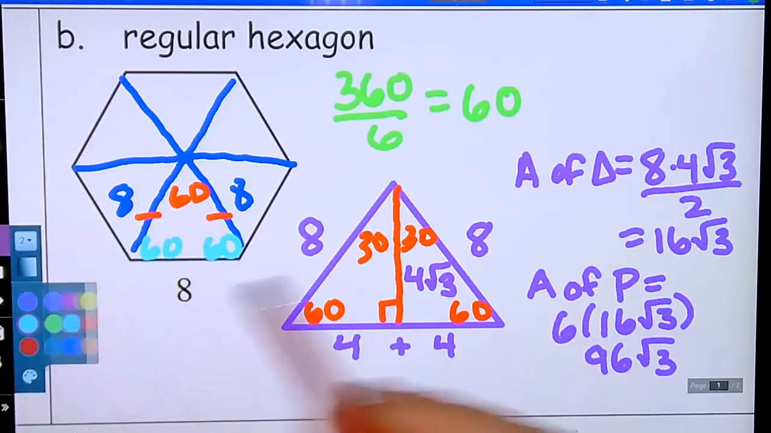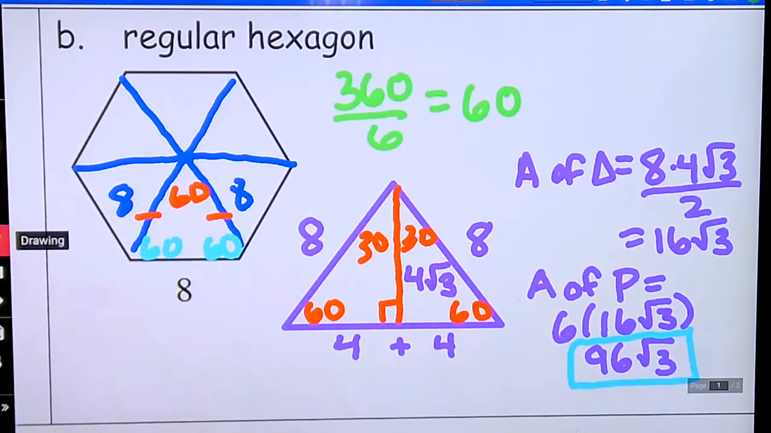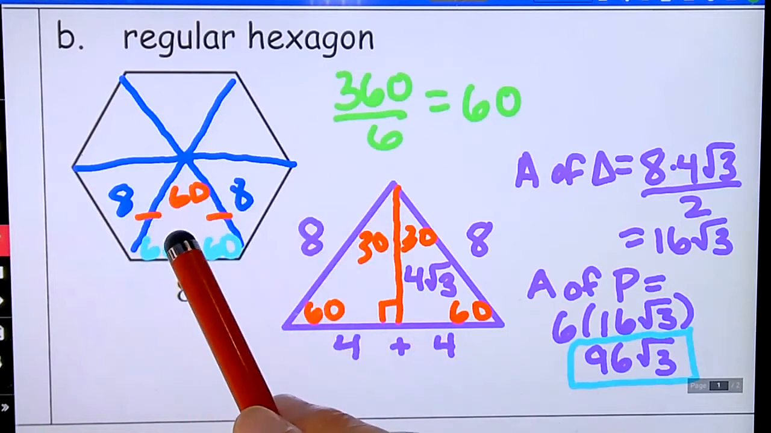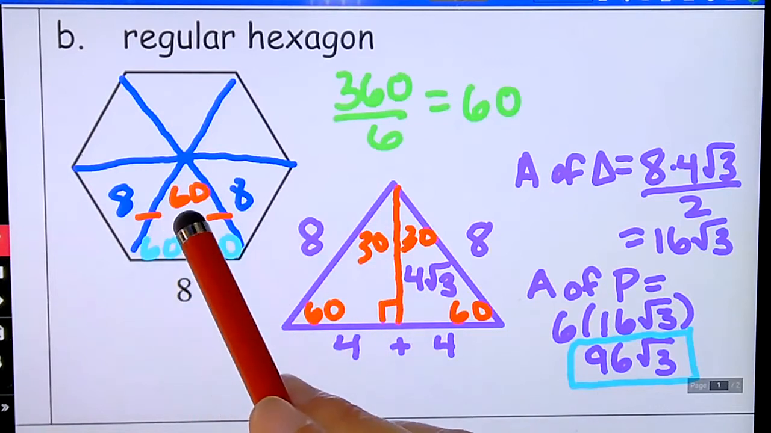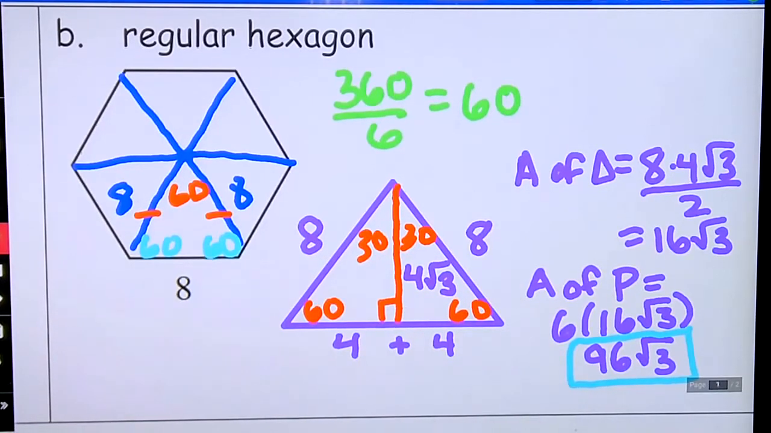I'll do it in a different color so we can see. That is your answer. Okay, both of these were special ones. One ended up being a 45, 45, 90 when you have a square. With a hexagon, we end up with an equilateral triangle instead of just an isosceles, and we end up with a 30, 60, 90. Okay, so I'm going to go over the next one.